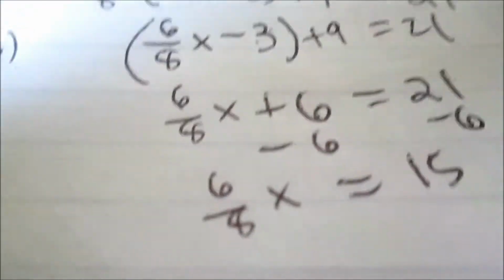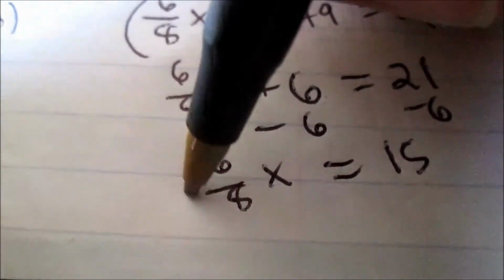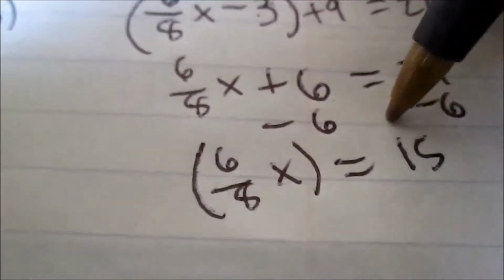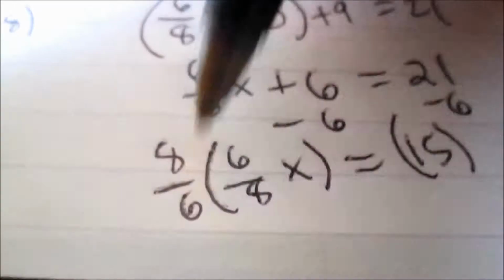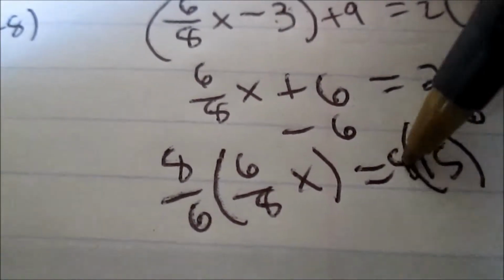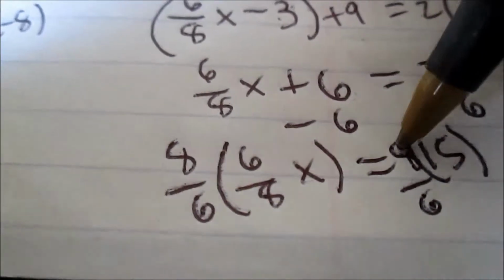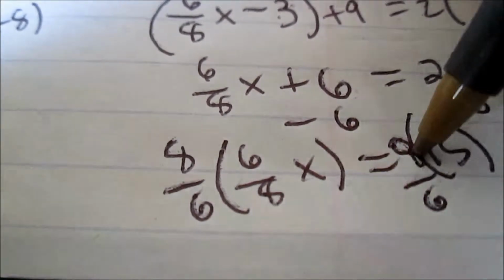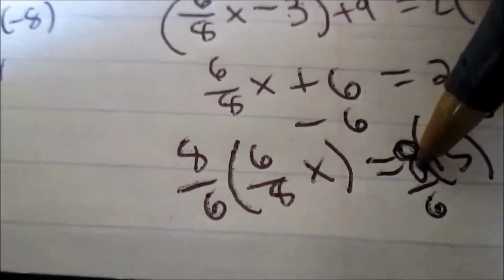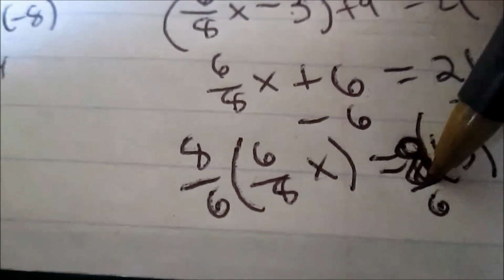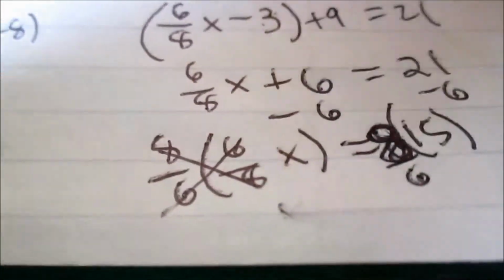Now I'm back to just a fraction coefficient, so I need to multiply by the reciprocal, which means I take the fraction, flip it over, and multiply on both sides of the equation. On the left side, those will cancel. On the right side, I go ahead and multiply 8 times 15 and divide by 6. On the left side again, those two fractions cancel and become 1. I don't have to write 1 in front of the x, I just write x by itself.